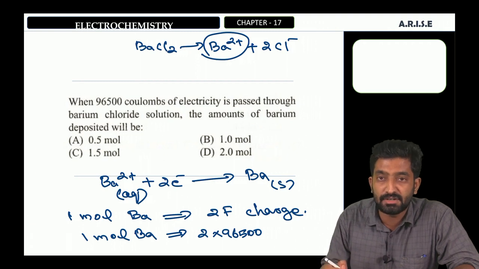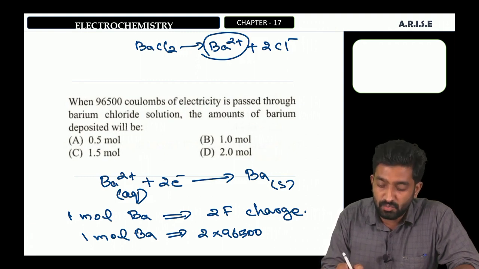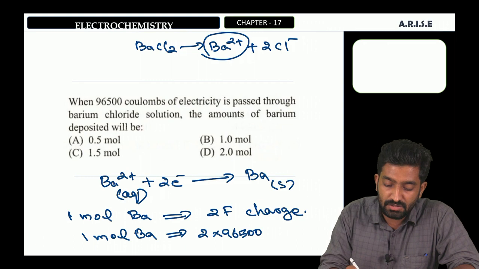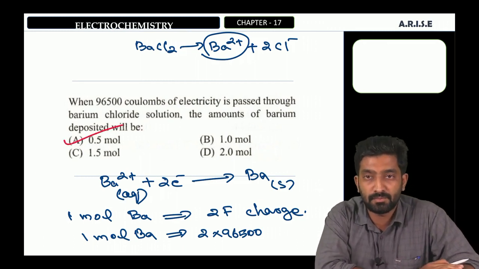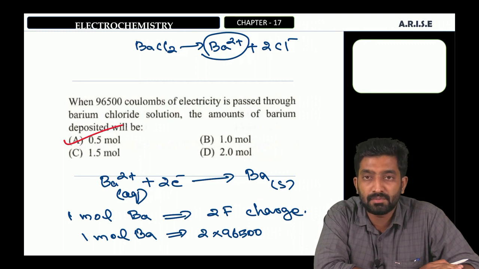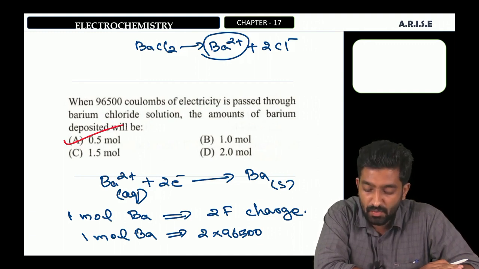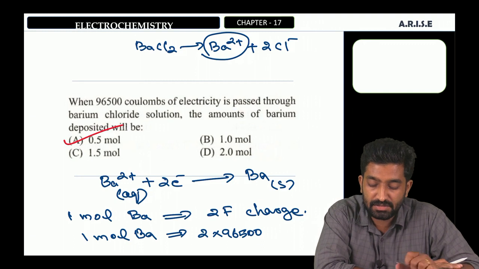Therefore, we will get 1/2 mole of barium. That is 0.5 mole of barium. Okay. Therefore, our correct answer is 0.5 mole barium. Sorry, 0.5 mole. Okay. That is our correct answer.